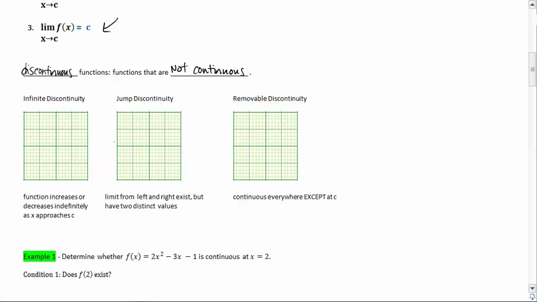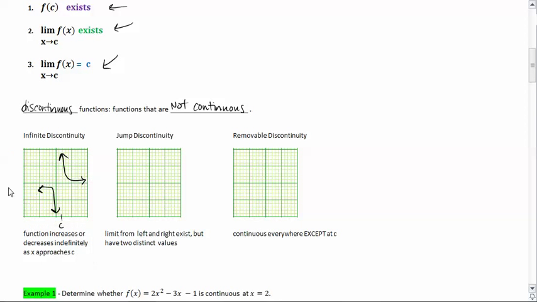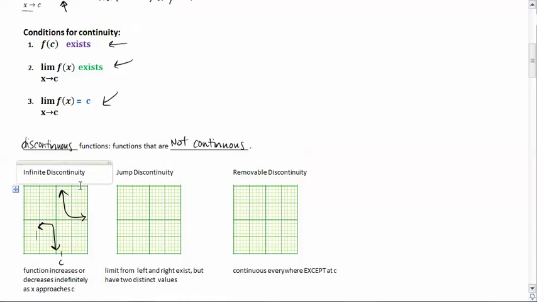First, we have infinite discontinuity. That means the function increases or decreases indefinitely as x approaches some C. So if we had a graph that looked like this, and it looked like this over here, and this was the value C, then we would call that infinite discontinuity. As we approach this C, we're going higher, higher, higher, and lower, lower, lower. We're never really getting to some value.